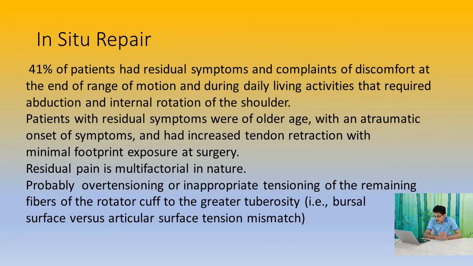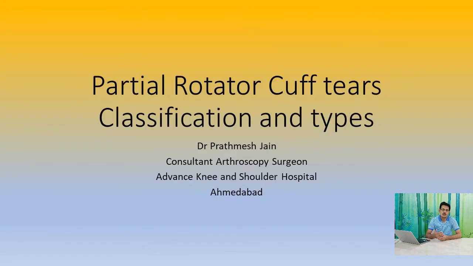And usually these patients with residual symptoms were the ones with older age, atraumatic onset of symptoms, and increased tendon retraction with minimal footprint exposure at surgery. And this residual pain is usually multifactorial in nature. It is probably due to over-tensioning or inappropriate tensioning of the remaining fibers of the rotator cuff to the greater tuberosity, that is the bursal surface versus articular surface tendon mismatch. So this is one of the common features which we see in in situ repairs. Therefore, in present practice, my rate of in situ repair has decreased over a period of time.